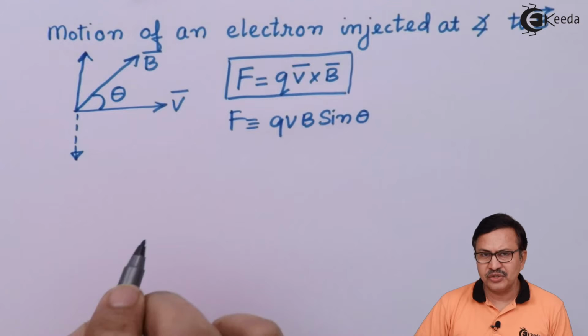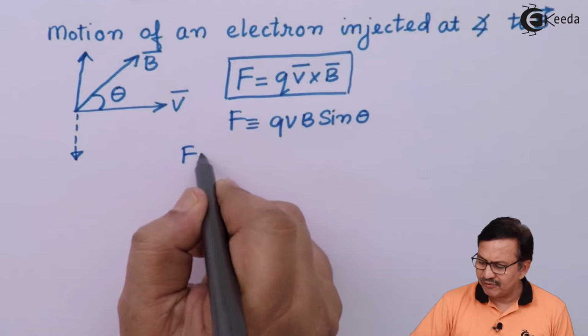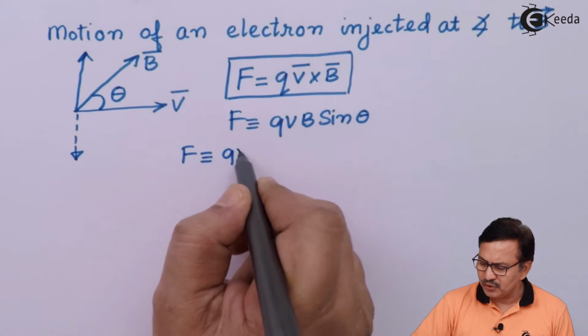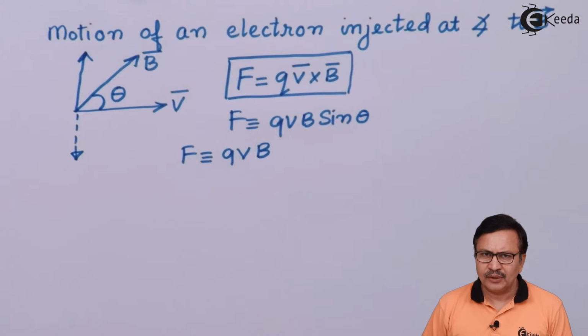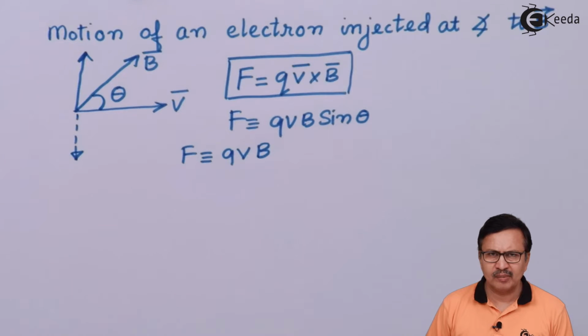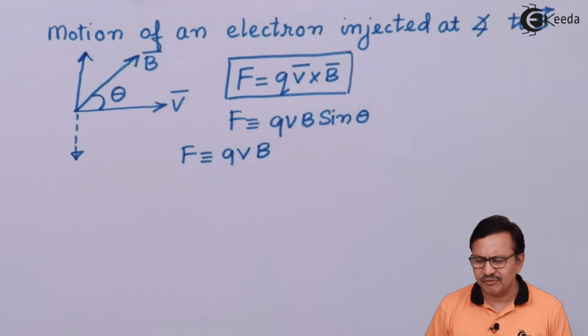If theta is equal to 90, then F is equal to Q into V into B. So if the electron is injected at an angle of 90 degrees, then in that case the force will be equal to simply the product of the charge multiplied by the velocity multiplied by the magnitude of the magnetic field.